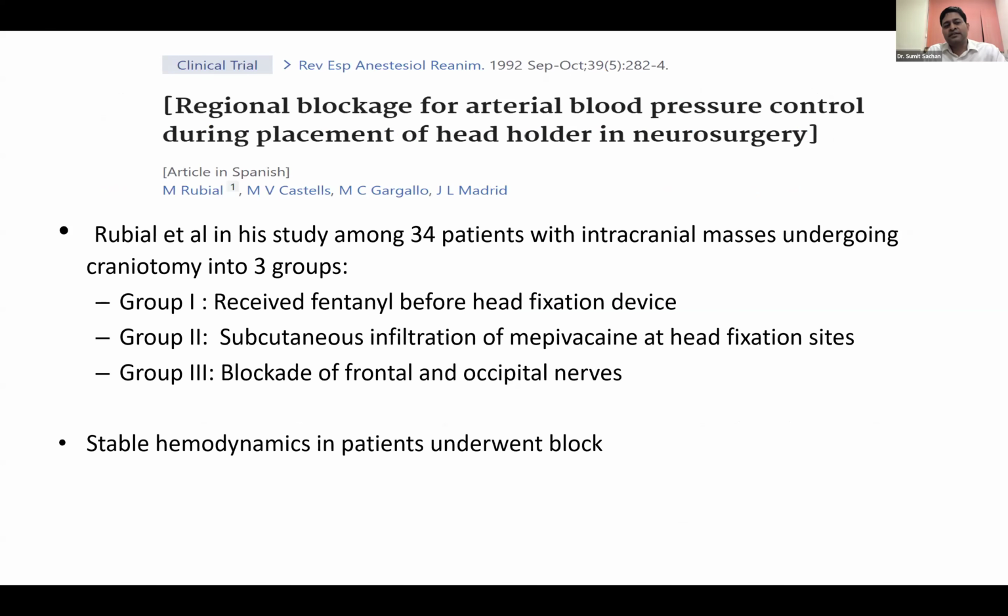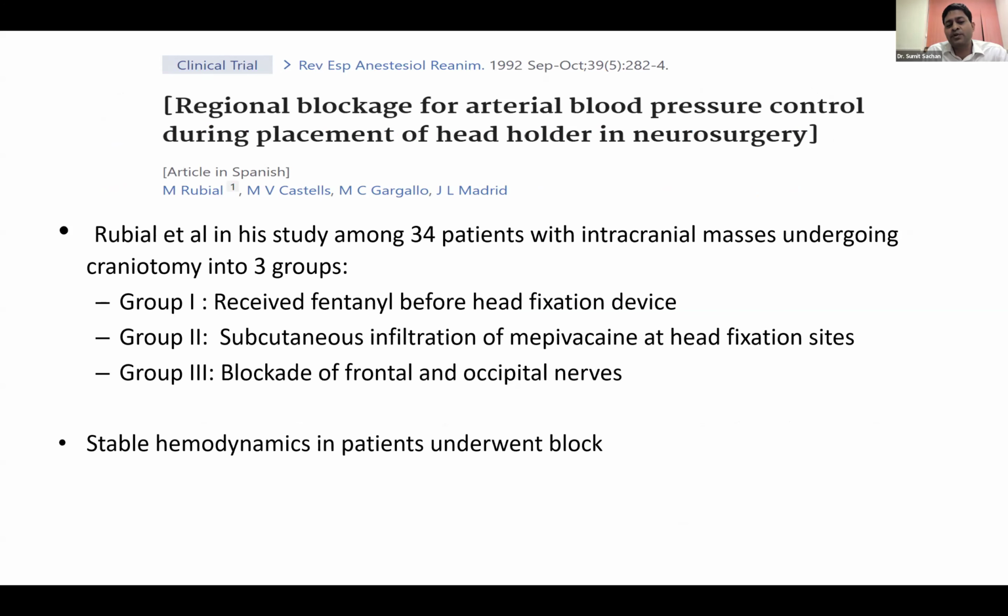Rubiel et al., in another study done in 34 patients of intracranial masses undergoing craniotomy, basically divided these 34 patients into three different groups. Group 1 received IV fentanyl before head fixation.